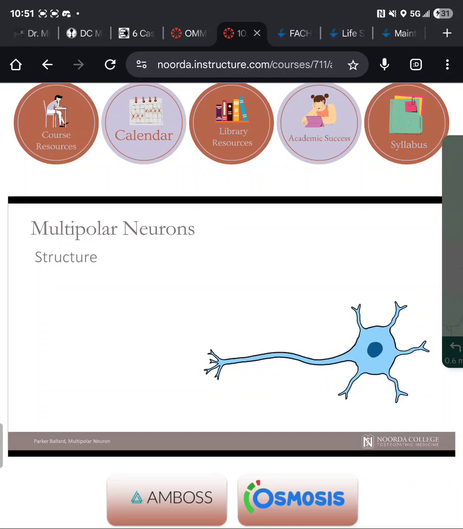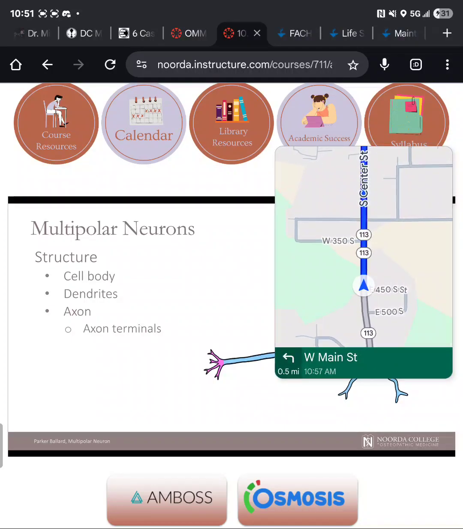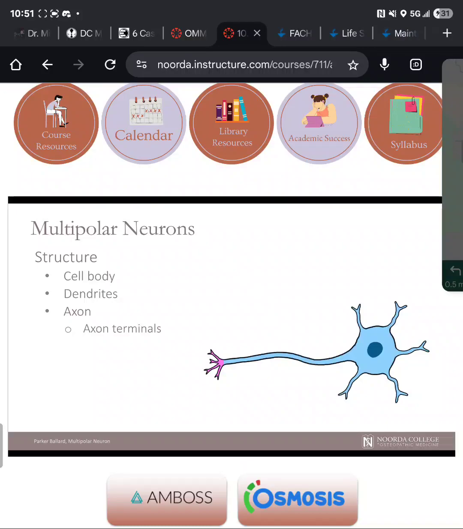So let's take a closer look at each of these different types of neurons, starting with multipolar neurons. These neurons are composed of a cell body, dendrites, which receive electrochemical stimulation from other neurons, an axon that conducts electrical impulses away from the cell body, and axon terminals, which release neurotransmitters into the synaptic cleft to either communicate with other neurons or with a target structure. Then most multipolar neurons have a myelin sheath provided by a glial cell, and that myelin increases the rate that impulses are conducted along an axon.